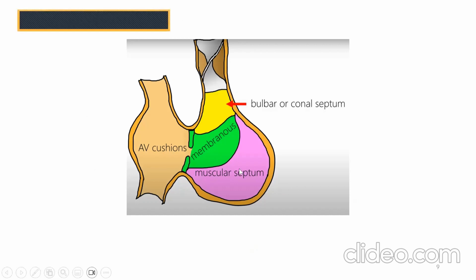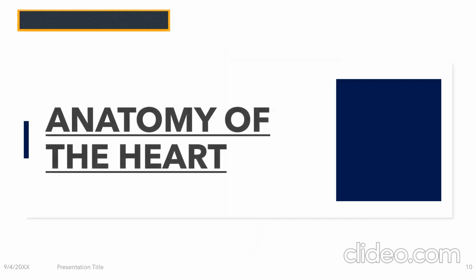For the further anatomy of the heart, I would like to call Aishwarya Kulkarni.